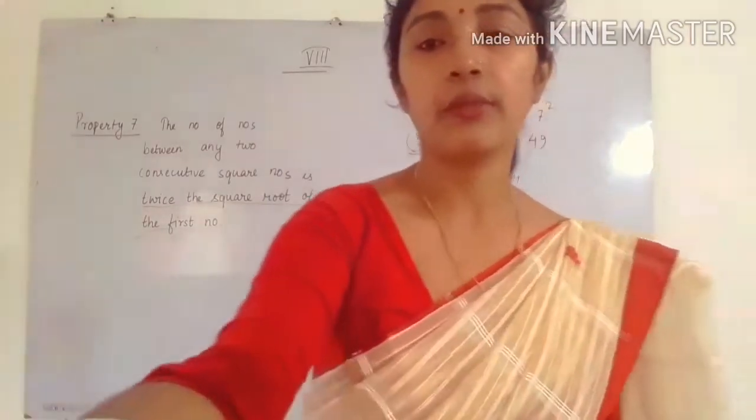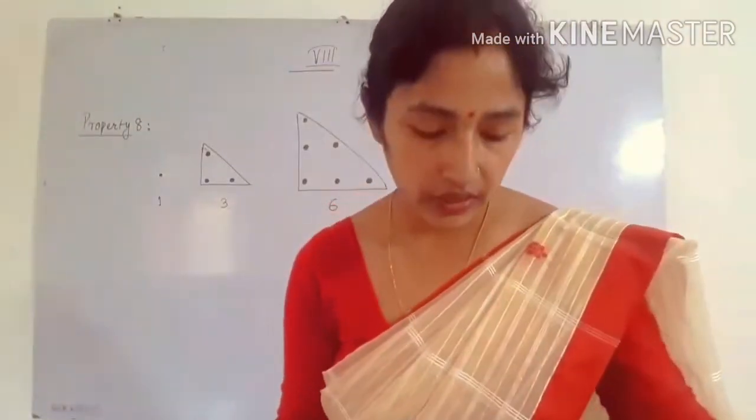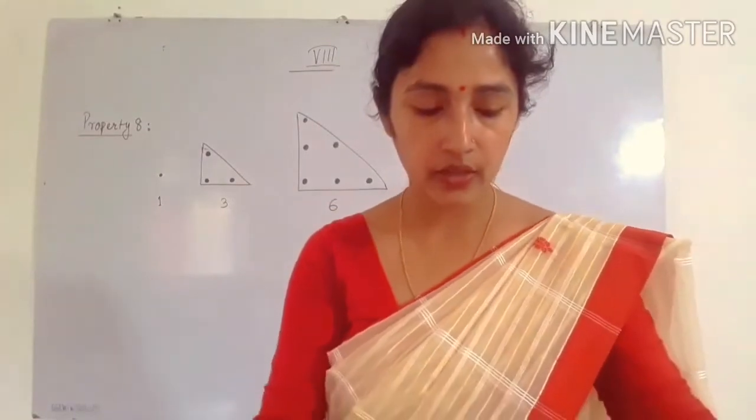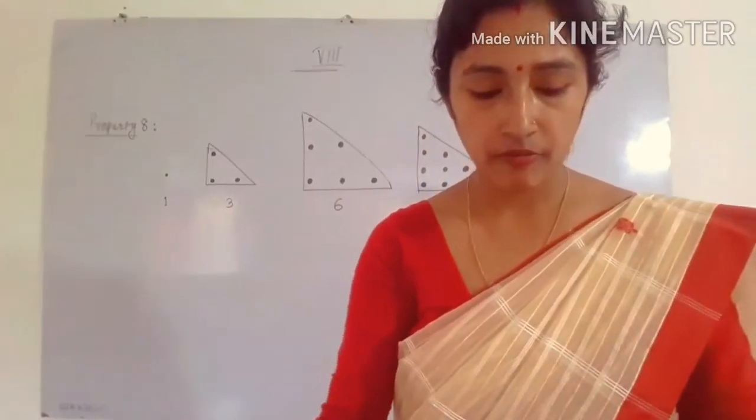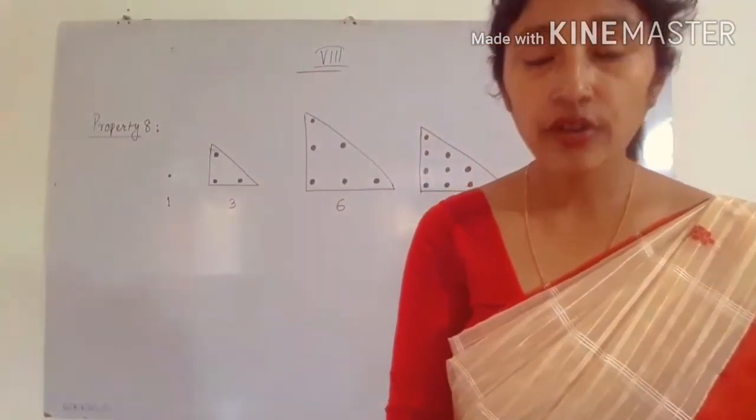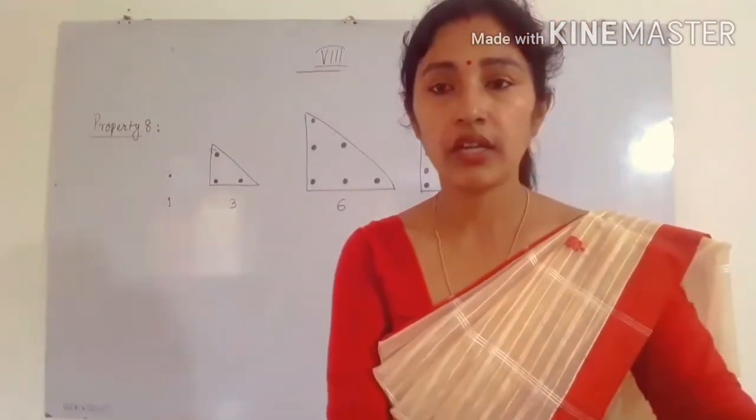Next, come to property number 8. So the next property is property number 8. What is given in the property? See, I will not write the statement. The statement is in the book.